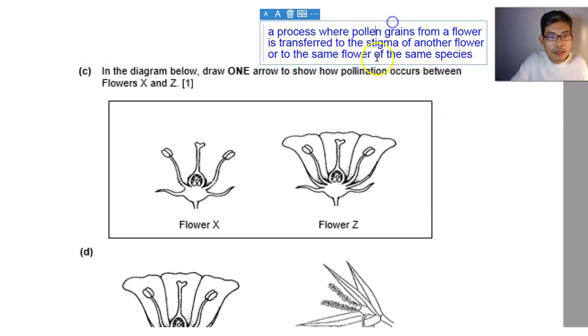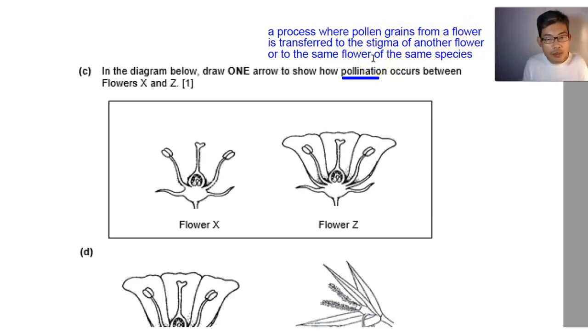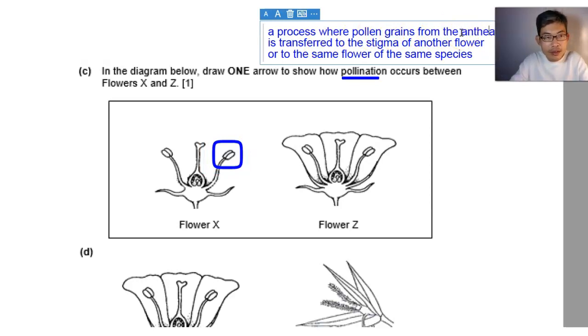Let's put it on top here. It's a process where pollen grains from a flower is transferred to the stigma of another flower or to the same flower of the same species. So it can be from this over to this part, it can be from this over to this, or from this to this part. Very importantly, it's always starting from the anther, because this is where you find the pollen grains. Remember, pollen grains from, let me be more complete here, from the anther of a flower.